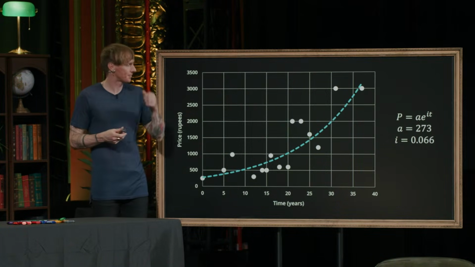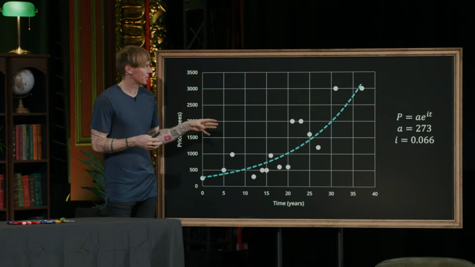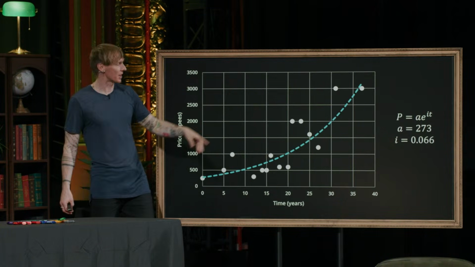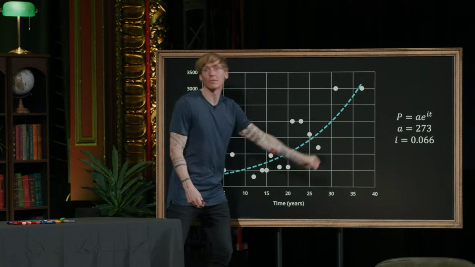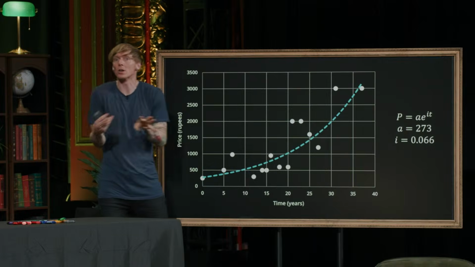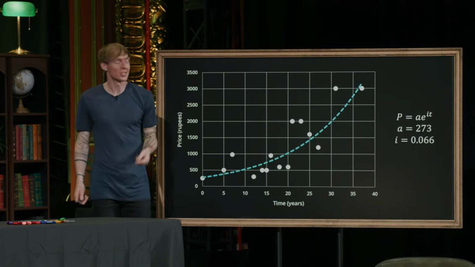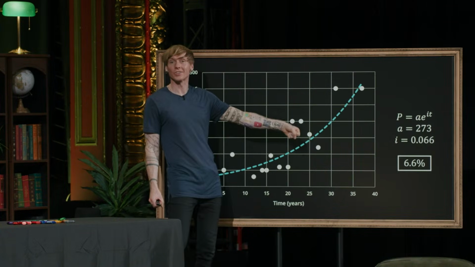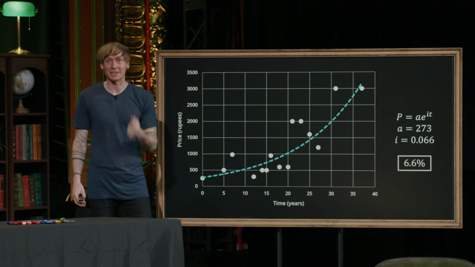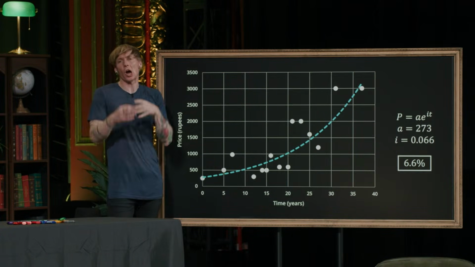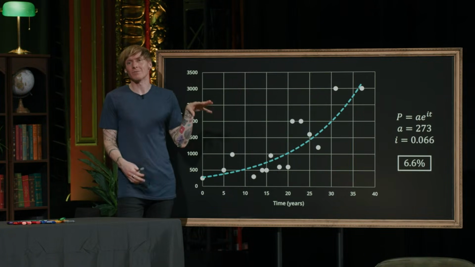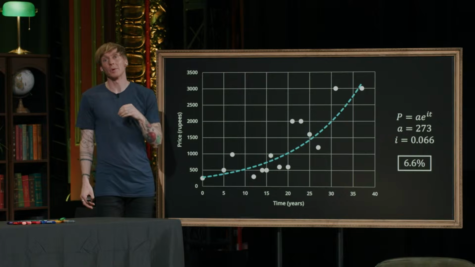Okay, thank you. Right. So what we can see here is that the value of inflation, the rate of inflation, is given by 0.066. Now that's a decimal number, and we usually talk about inflation as a percentage. So we have to multiply that by 100 to get that final value of 6.6%. So this means that on average, over the last 40 years, Hyrule has seen a rate of inflation of 6.6%.